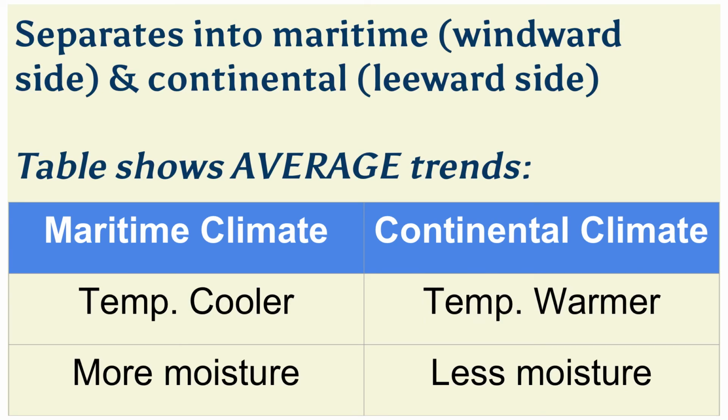Maritime climates tend to be slightly cooler on average, and they tend to have more moisture. In continental air masses, temperatures tend to be a little bit warmer. They're more extreme. You have colder colds, but then you have hotter hots. And there, again, tends to be less moisture because most of it has been dumped on the windward side of that mountain.